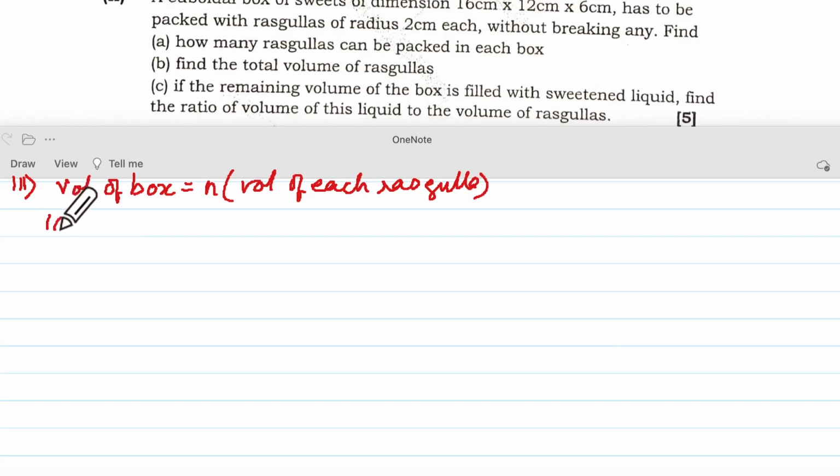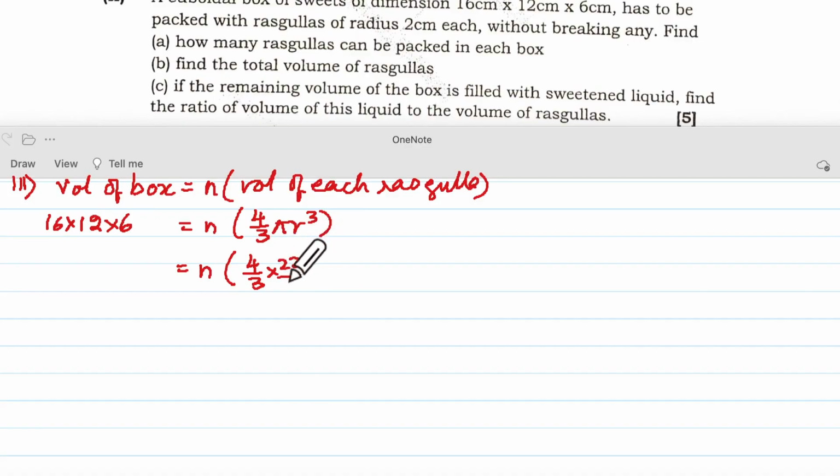Volume of the box is 16 into 12 into 6, equal to N into the volume of each one, which is spherical in shape, so 4 upon 3 pi r cube. They have not mentioned 3.14, so take 22 upon 7. If they mention 3.14, then you should take that only. This will be 2 times 2 times 2. So they are saying first one, how many rasgullas?